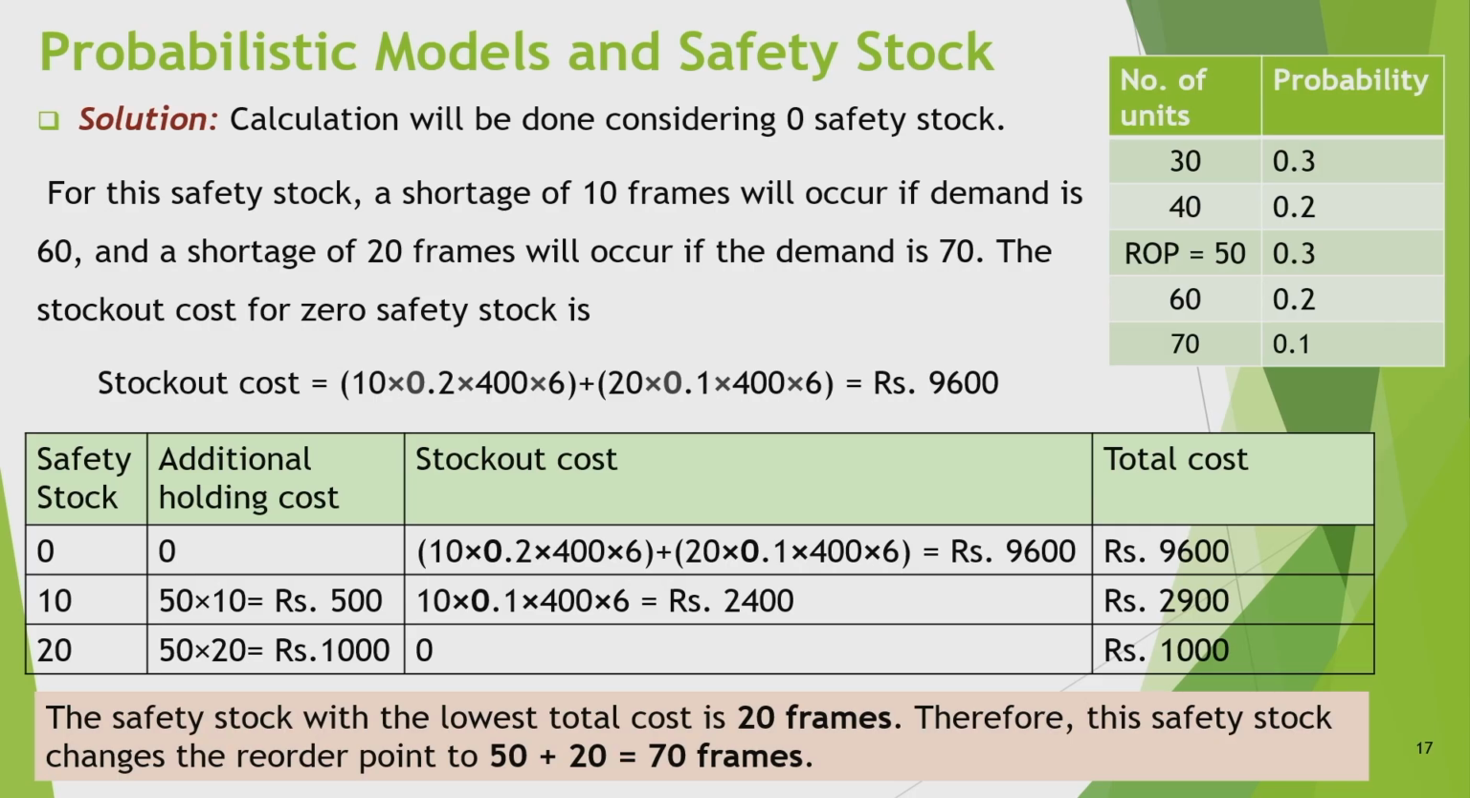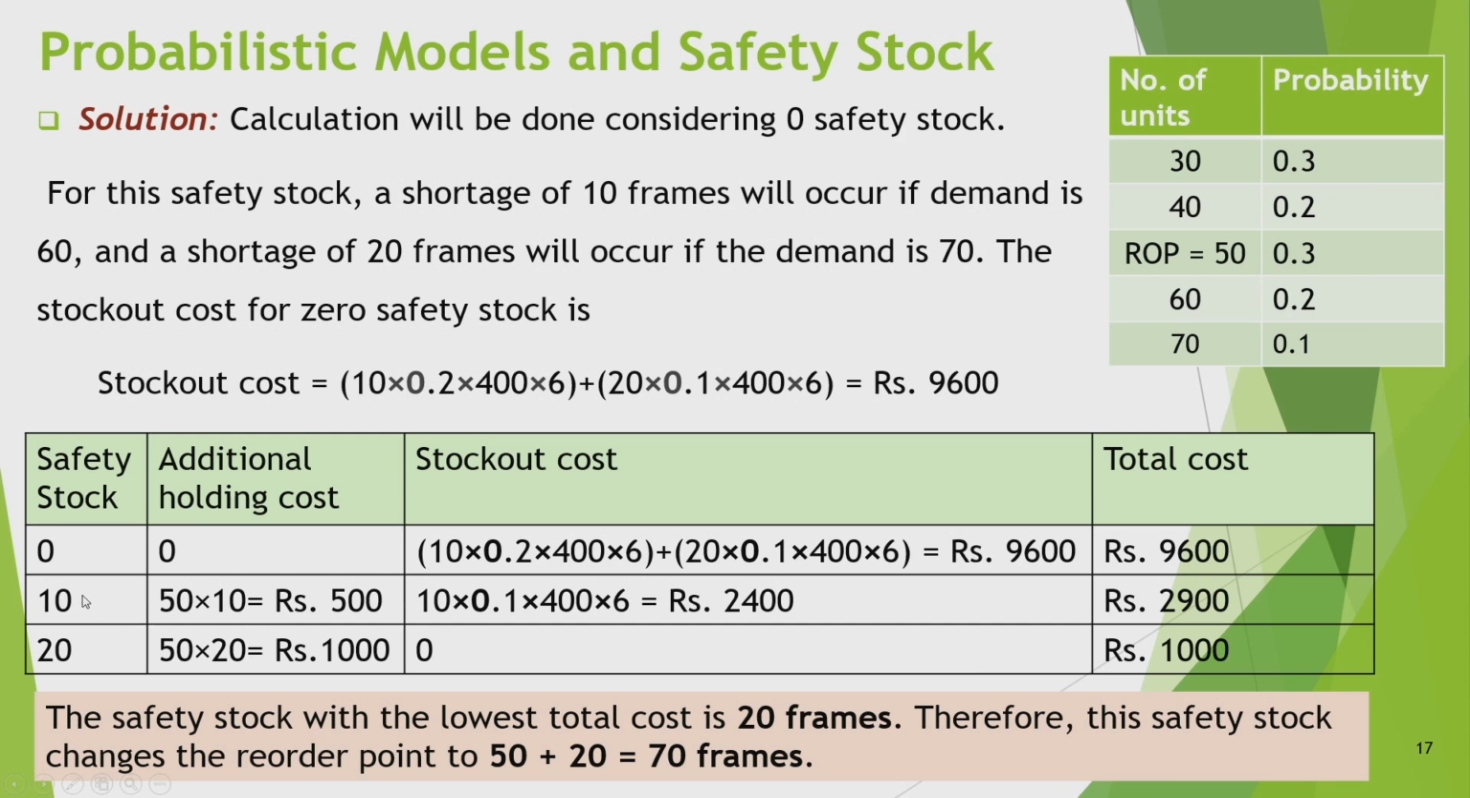Then the stock out cost for zero safety stock will be 10 into 0.2 into 400 into 6, plus 20 into 0.1 into 400 into 6. That is, 20 frames short because ROP was 50, but I got a demand of 70 in that period. So this comes out to be 9600. We can make a table. Safety stock 0, additional holding cost is 0, but stock out cost will be rupees 9600.